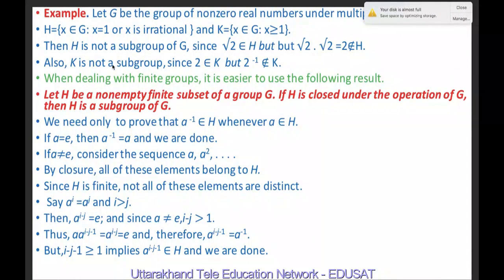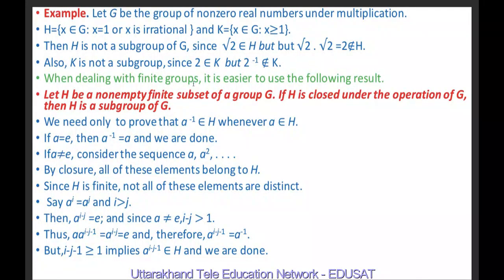And K is also not a subgroup of G since 2 belongs to K but 2 inverse does not belong to K, because 2 inverse is 1 upon 2 and K is the set of all the elements of G which are greater than or equal to 1. So 1 upon 2 does not belong to K. So K is not a subgroup of G.